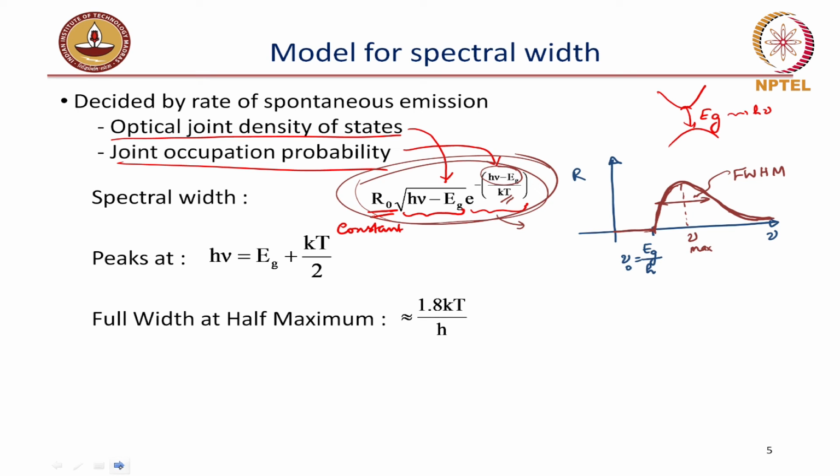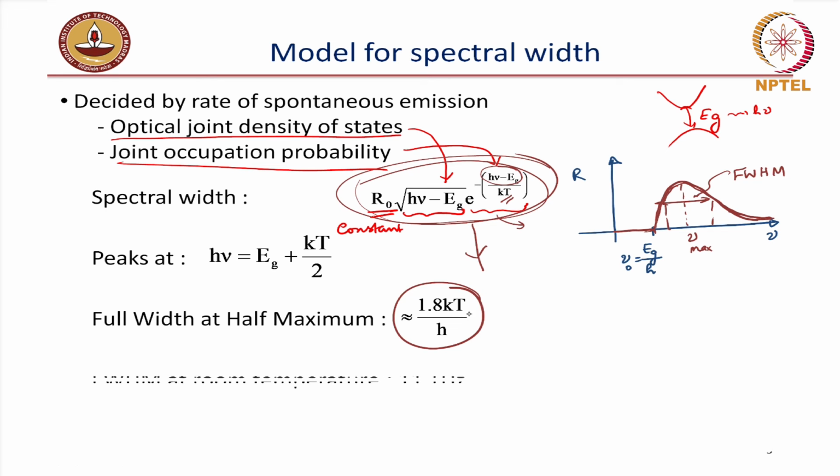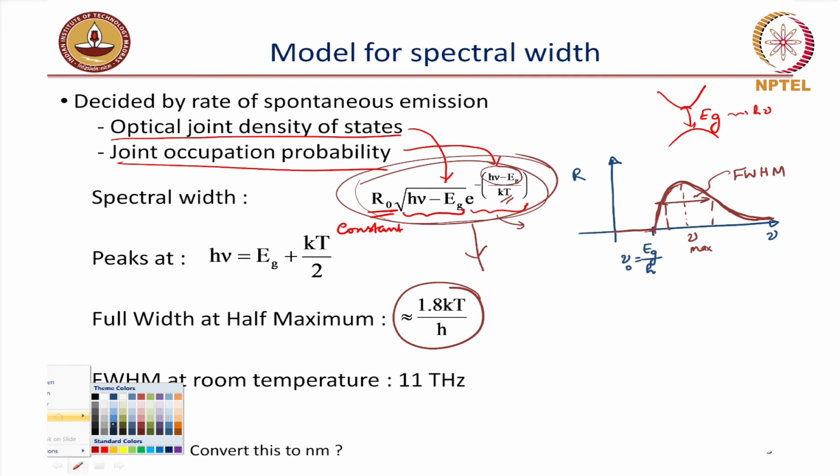Full width at half maximum. You need to find those frequencies for which the value of the function goes to half. That's how you will find the full width at half maximum. And the surprising thing is that this full width at half maximum has nothing to do with the material. Irrespective of the material, it just depends on the temperature. You can work it out for room temperature, and it will turn out to be 11 terahertz.